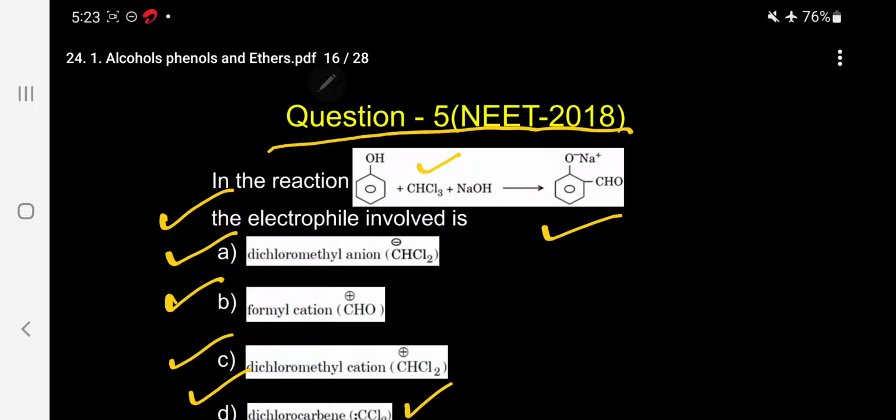So this is actually a famous reaction. Under this reaction, what is actually happening? Let me explain the mechanism. If you understand the mechanism, you must know that. Kindly follow.